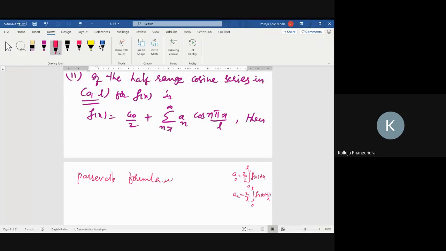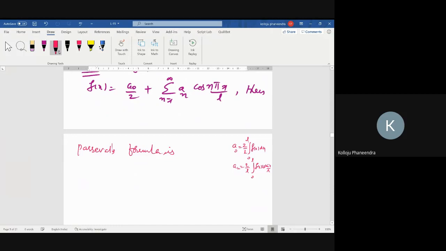for the half range cosine series. What are the limits? Half range, 0 to L. Integral of f of x whole square dx equals what? See, this is our integral now. Integral 0 to L f of x dx becomes L a0 by 2. Similarly, integral 0 to L f of x into cos n pi x by L dx is also L an by 2.